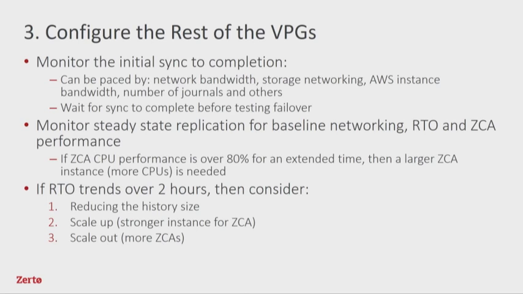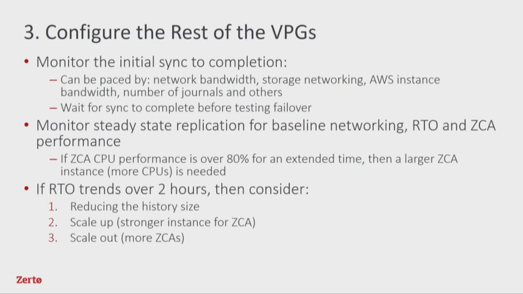Then once you do that initial sync, another couple of tips we have is monitor the ZCA CPU performance. That's pretty key to let you know you might be exhausting it besides on the networking side of things. So if you're running at 80% CPU utilization for an extended period of time, then it's time to either go to a larger ZCA or think about deploying a new instance if you want to keep them all the same.